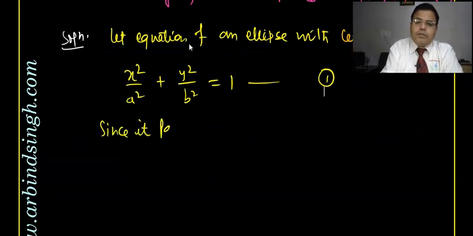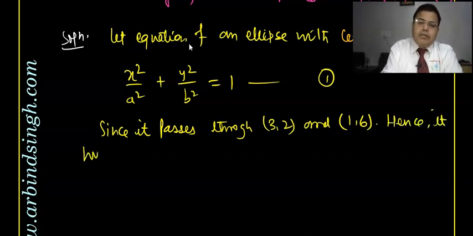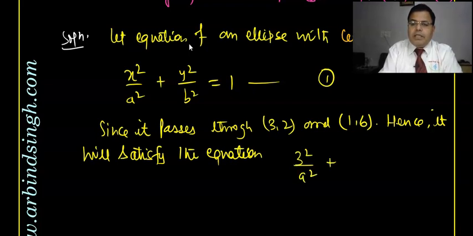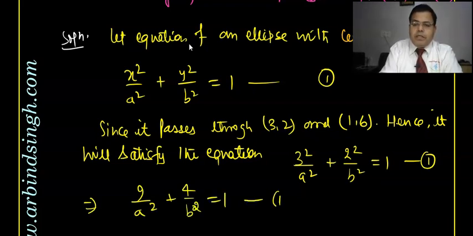Since it passes through 3, 2 and 1, 6, it will satisfy the equation. And therefore 3 square by a square plus 2 square by b square is equal to 1. This implies 9 by a square plus 4 by b square is equal to 1. This is the first equation. This is the second equation.